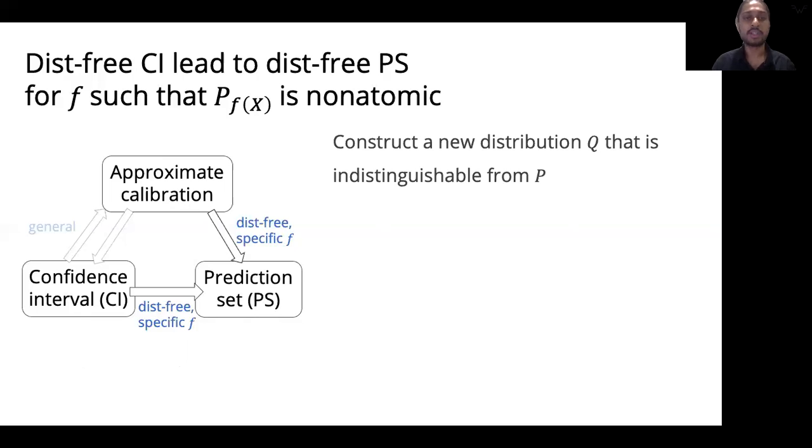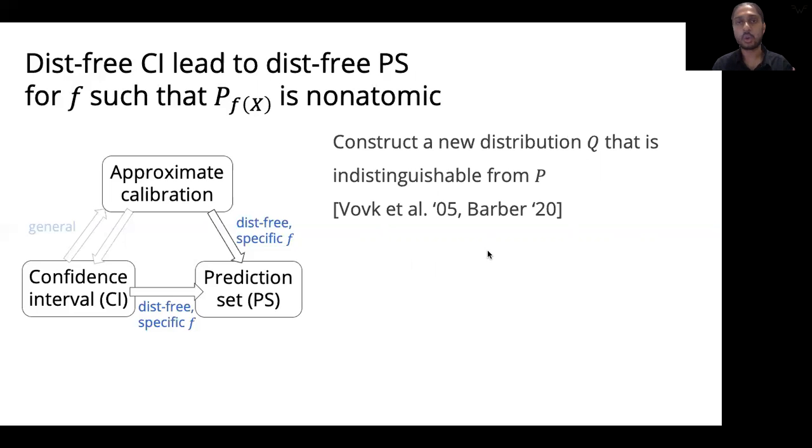The proof for this goes via a construction of a new distribution Q. Suppose the data generating distribution is P; we'll now construct a new distribution Q. This distribution Q is motivated by a construction in Vovk et al., their book Algorithmic Learning in a Random World, and the recent preprint by Rina Barber.